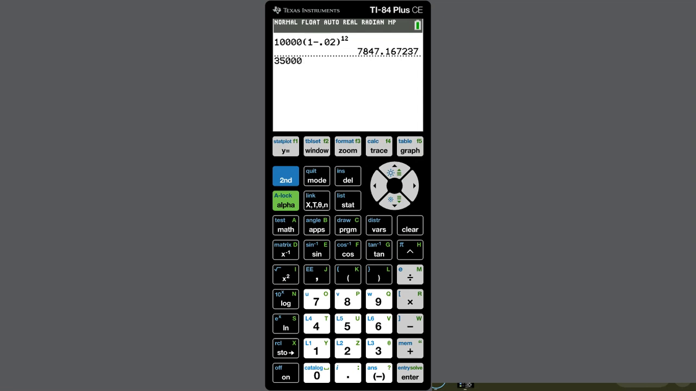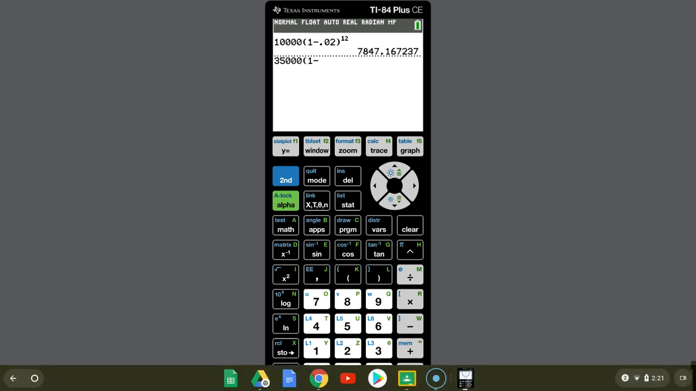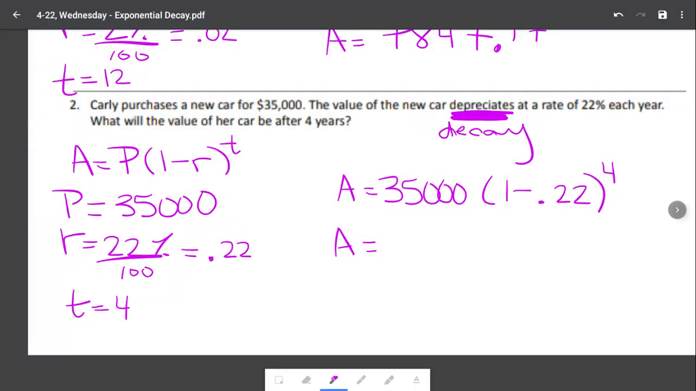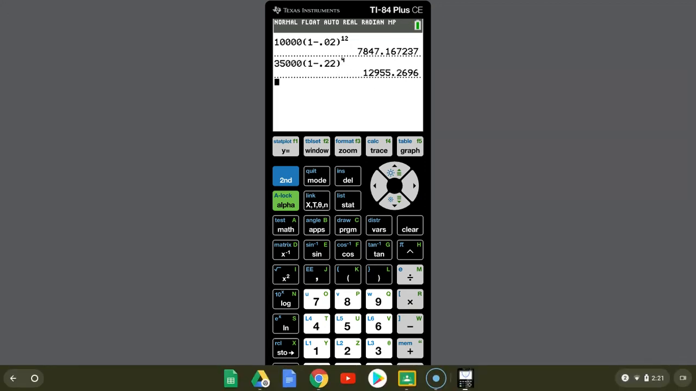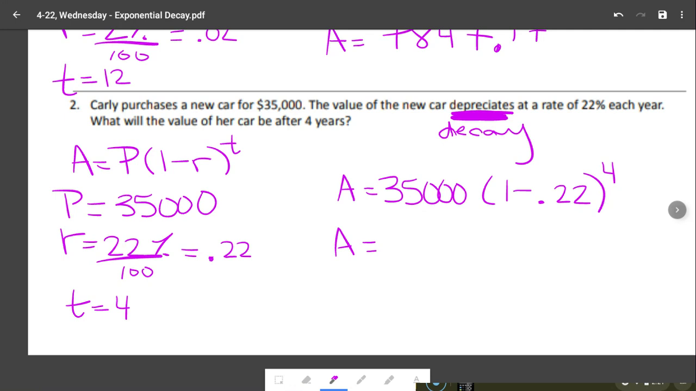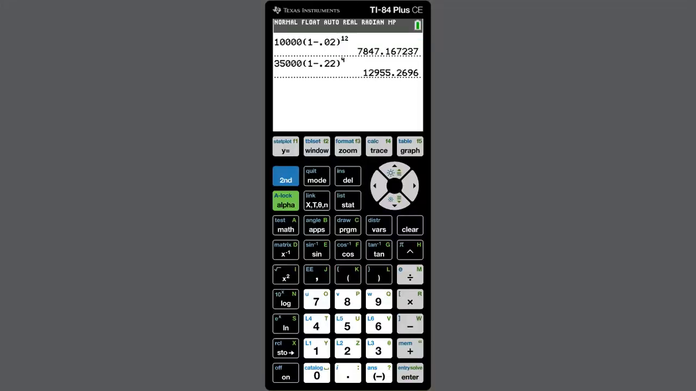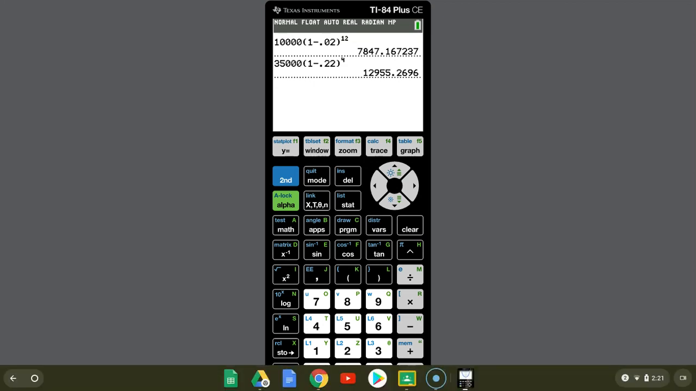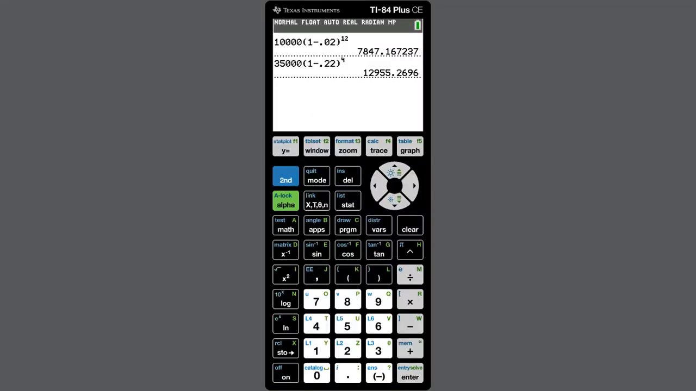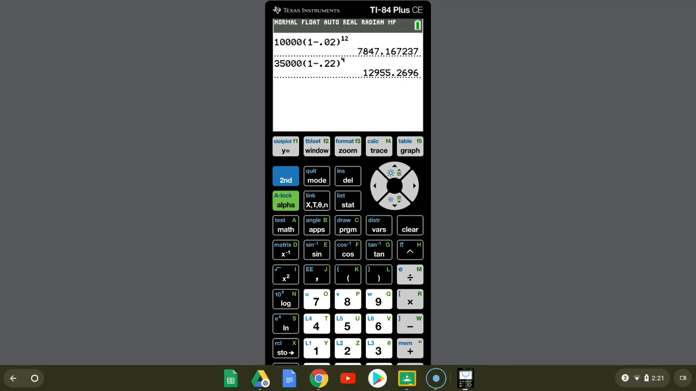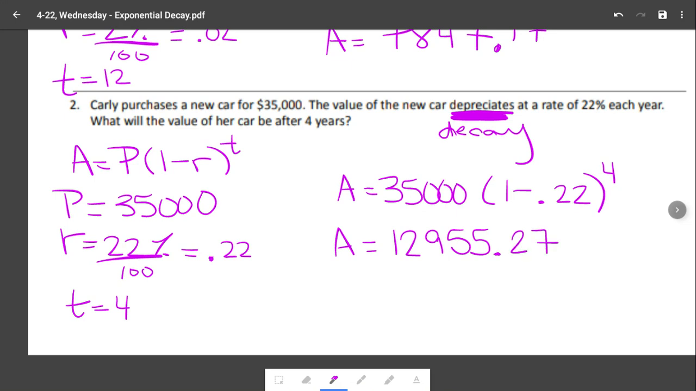So 35,000 times 1 minus, I believe it was 0.22 to the 4th. So this question is talking about money, does not tell us where to round, so the nearest cent again. So $12,955.27, because 0.269, the 9 tells us to go up to 0.27.